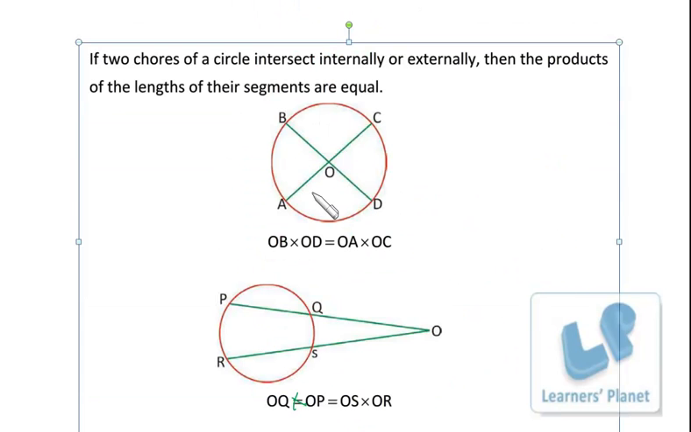Right? So if you know this property, it will be very easy for you to solve this problem. Okay. So OA, the length of the segments will be equal. So don't be confused here. OQ into OP will be equal to OS into OR.